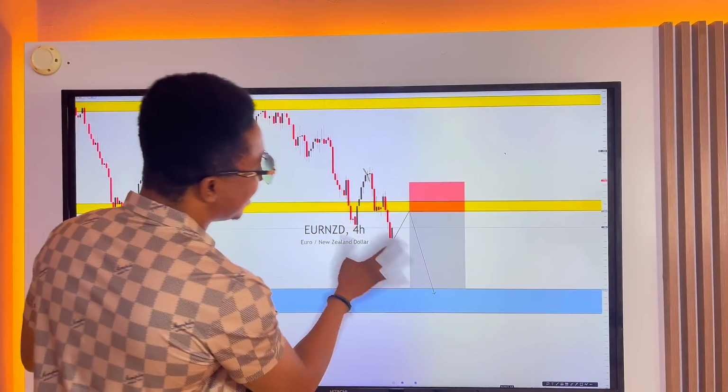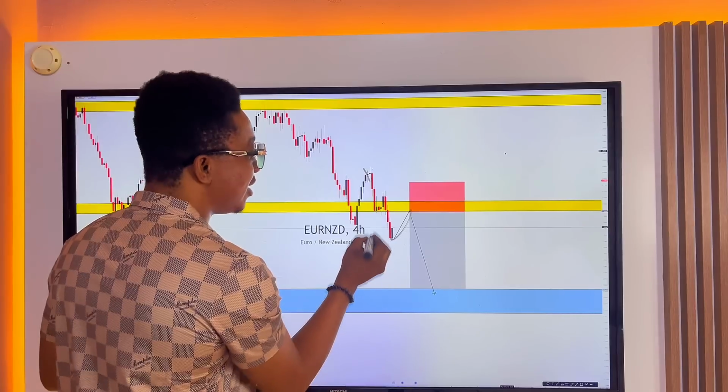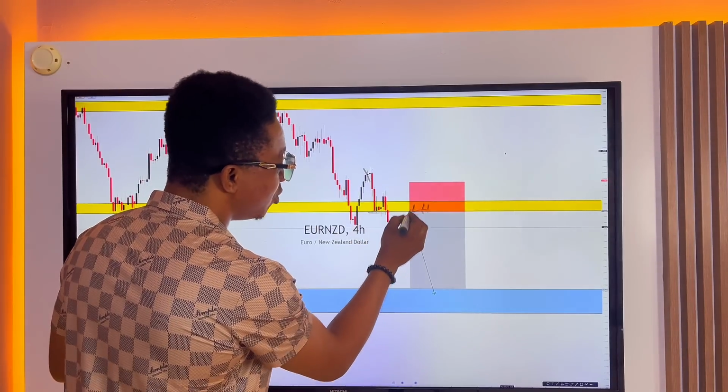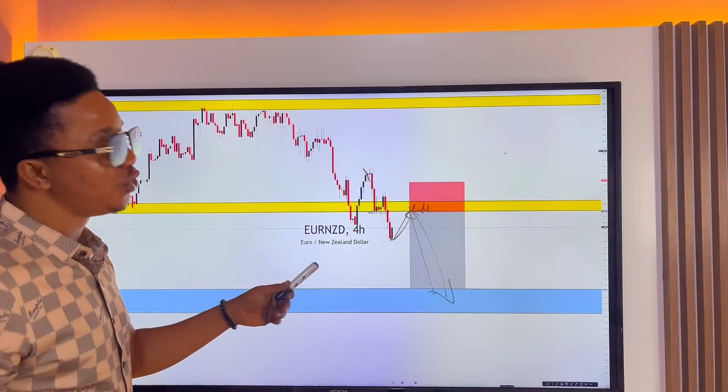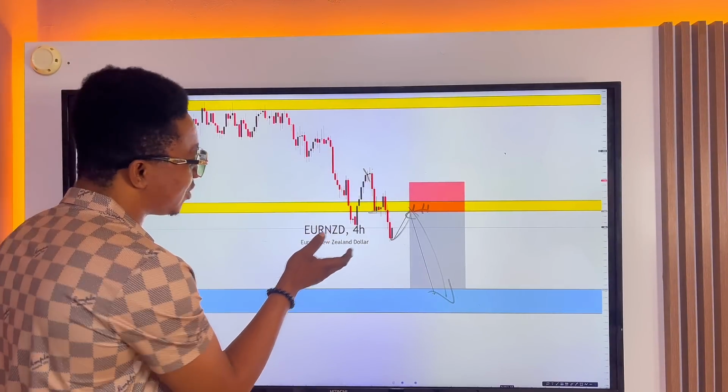So Eurnzd, if price complete the retest on this level here as lower high, we'll pick our entry, a candle confirmation, and then sell all the way to the downside. So this is our full and complete technical analysis on Eurnzd.